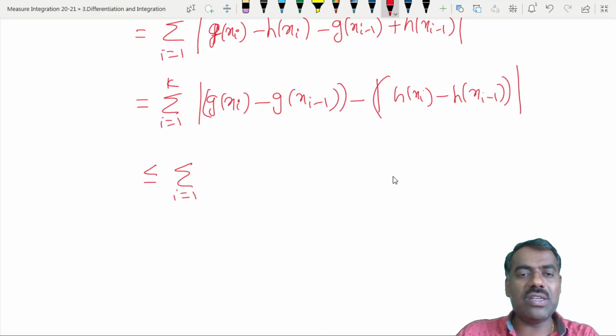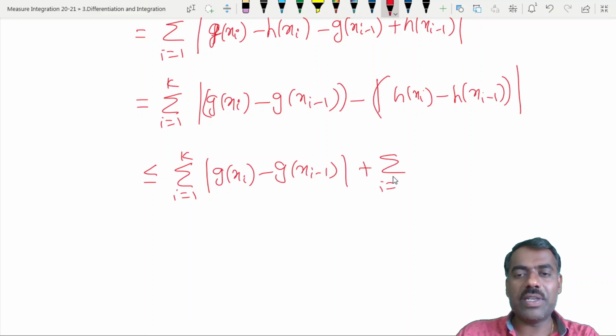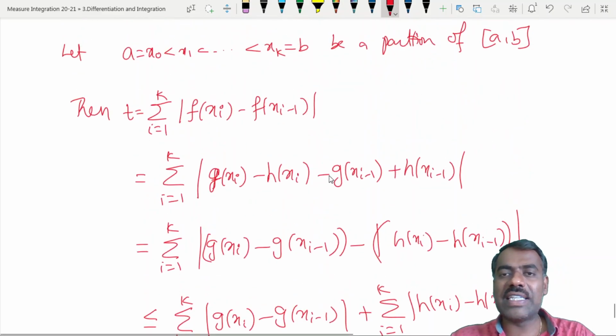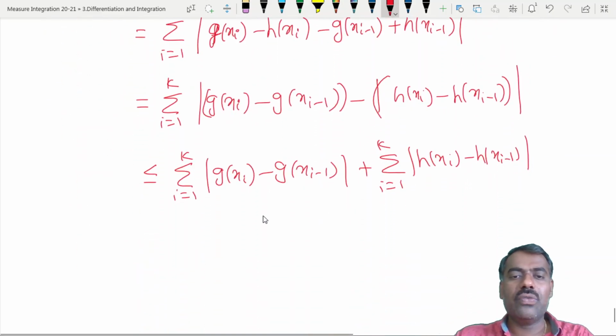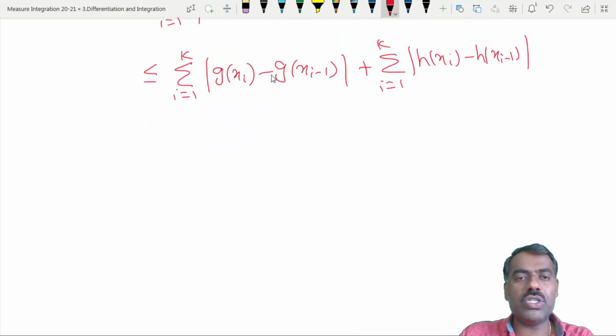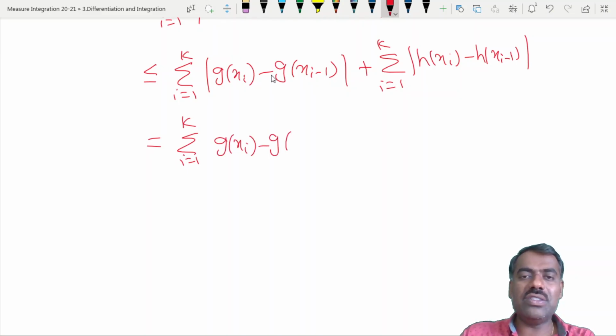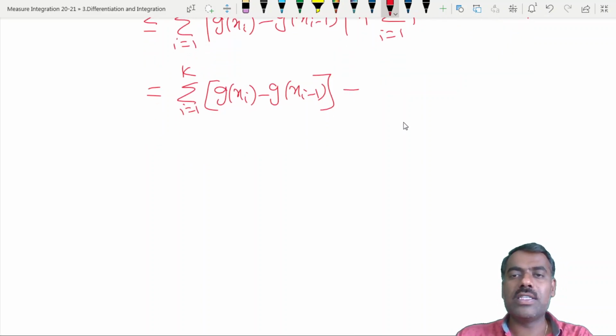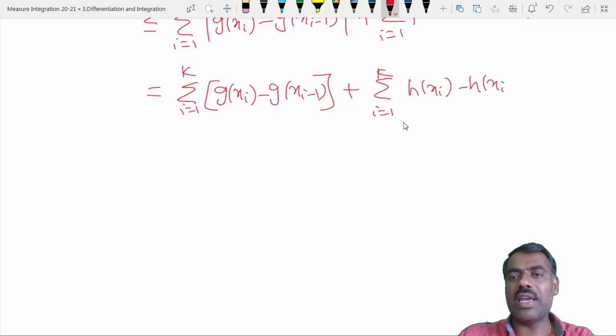So this is summation i equal to 1 to k mod g of xi minus g of xi minus 1, plus summation i equal to 1 to k mod h of xi minus h of xi minus 1. Now because of the fact that g and h are monotone, we already know that these values are greater than or equal to 0. So therefore this is simply summation i equal to 1 to k g of xi minus g of xi minus 1, because those values are greater than or equal to 0, so absolute value won't be there. Similarly, plus summation i equal to 1 to k h of xi minus h of xi minus 1.